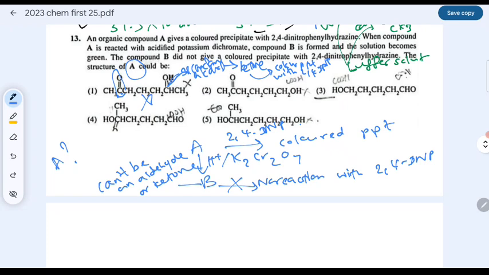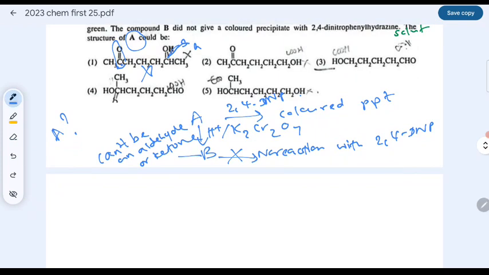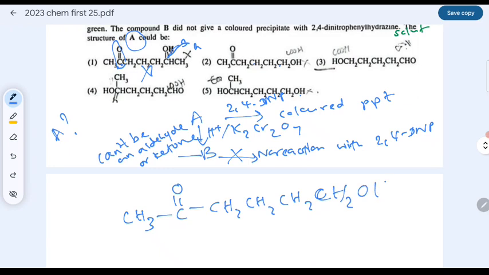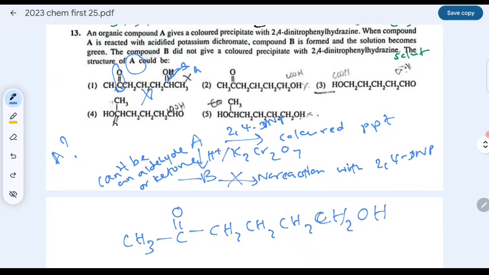Next we'll go to the second answer. I'll erase this part. Now if we go to the second part, the second answer is like this now. CH3CO, CH2, CH2, CH2, another CH2, and OH. So again, A should give a colored precipitate with 2,4-DNP. Because of this ketone, it gives a colored precipitate with 2,4-DNP.